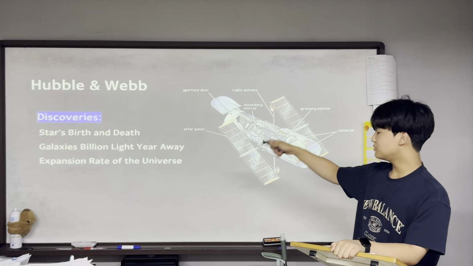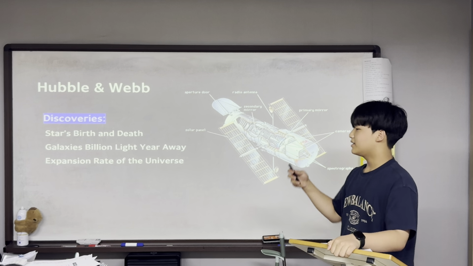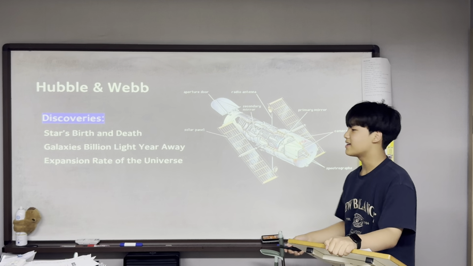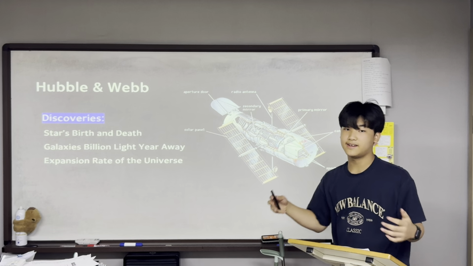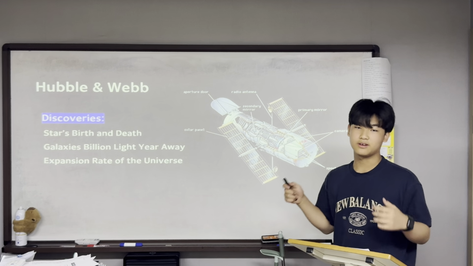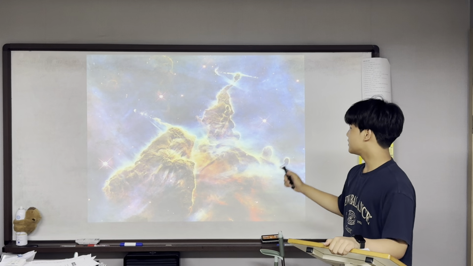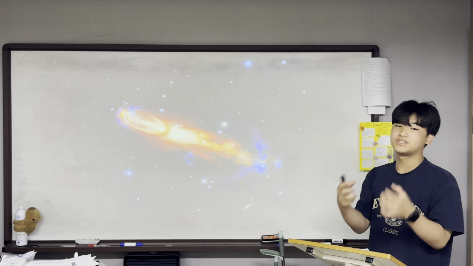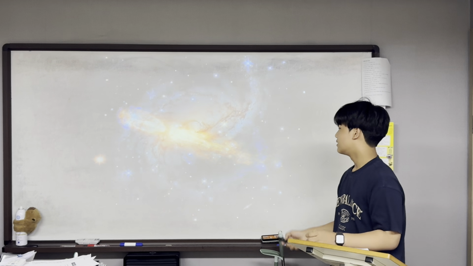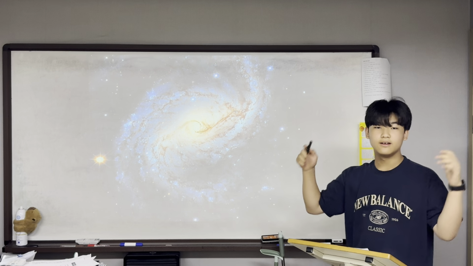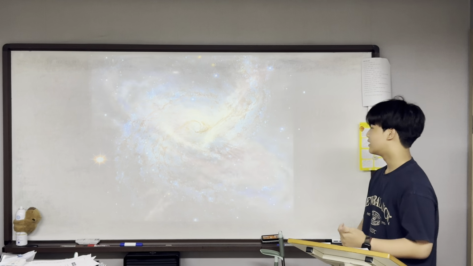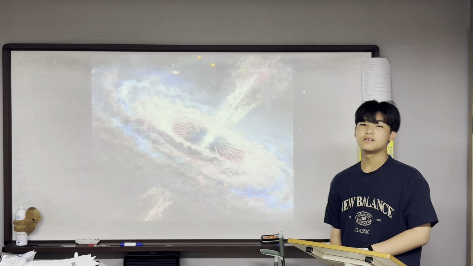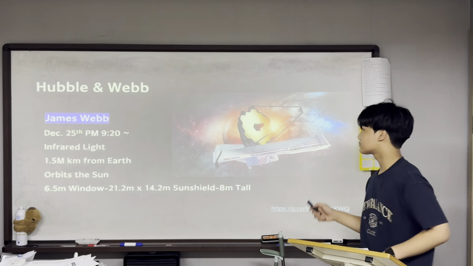Discoveries of Hubble Space Telescope. It discovered stars' birth and death, galaxies billions of light years away, expansion rate of the universe. This photo describes stars' birth and death. And this is the galaxy billions of light years away. And this is the universe's expansion.